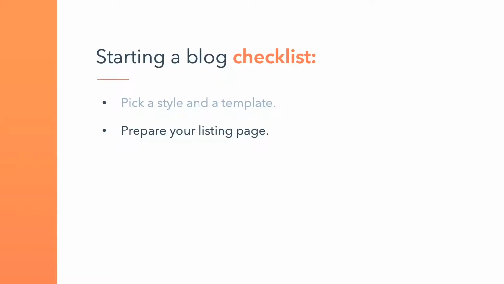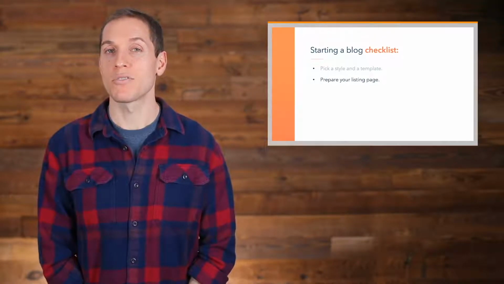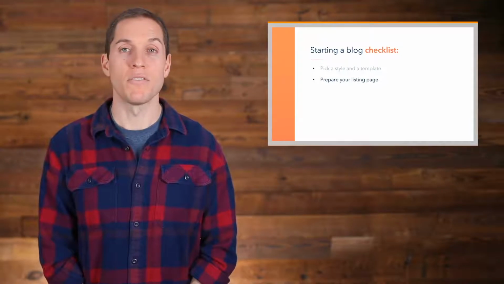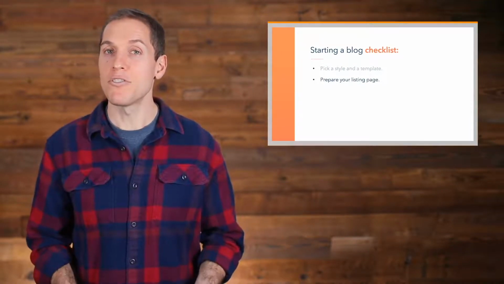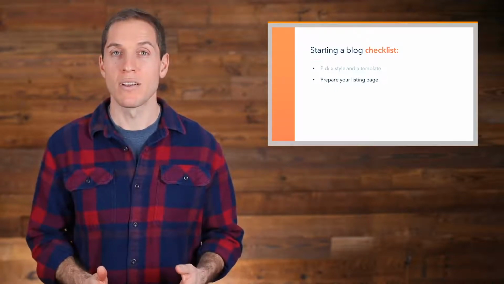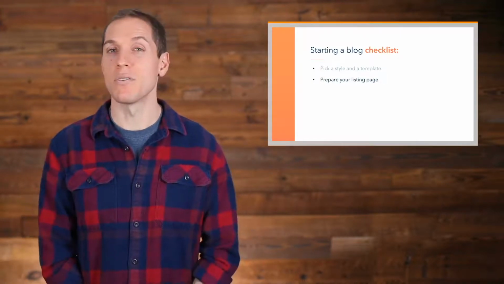Next, prepare your listing page. Your blog listing page is the summary view of your blog posts. Typically, a blog's homepage will be the listing page so that when someone visits the blog, they'll see the title, author, image, and preview of the blog post instead of the full blog post listed. Think about how much time it would take to scroll through the homepage if it wasn't a preview.